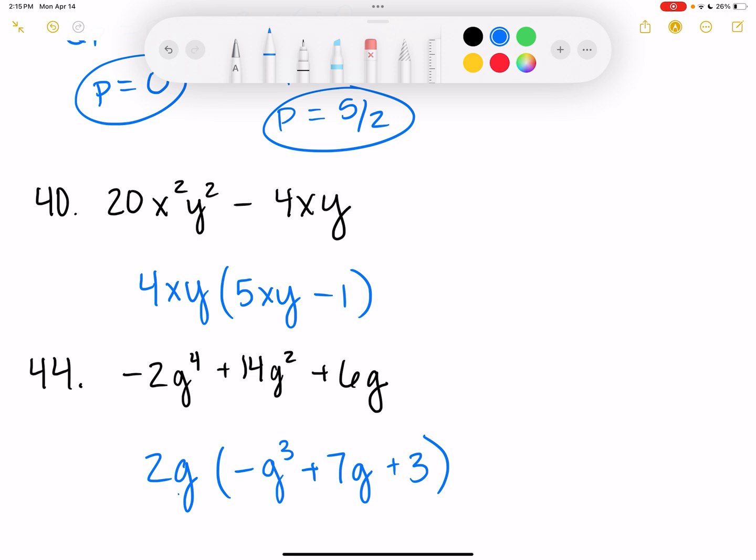So we can take it out of 2 things. We can take it out of 3 things. We can take it out of 4 things. We can take it out of however many, as long as every single one of those things has that number, variable, whatever in it, we can take it out. Okay?